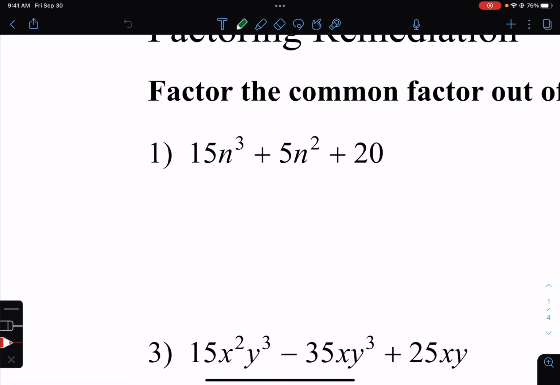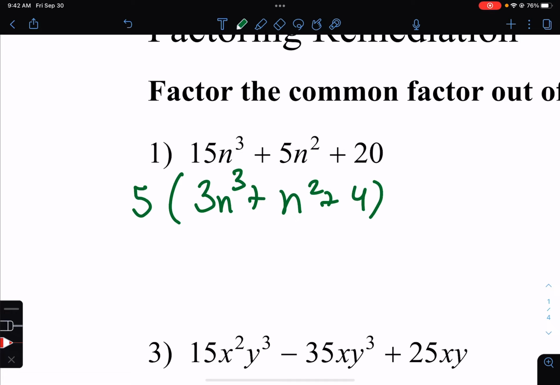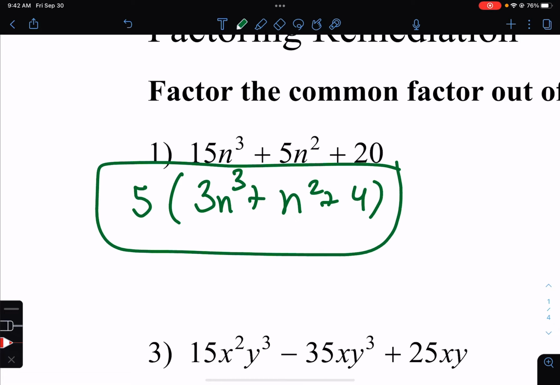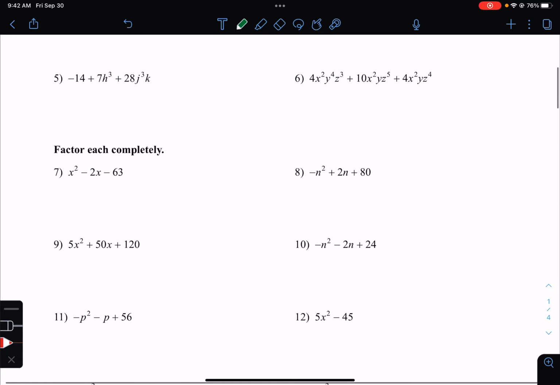And you're gonna see, if we look here, we got a 15, a 5, and a 20. My GCF here is going to be 5. Then I look, the first guy has 3 n's, second guy has 2 n's, and the last guy has no n's. So I can't take any n's out because he doesn't have any n's to give. So I divide everything by the 5 that I took out, and I get that as my final answer. All right, next one.